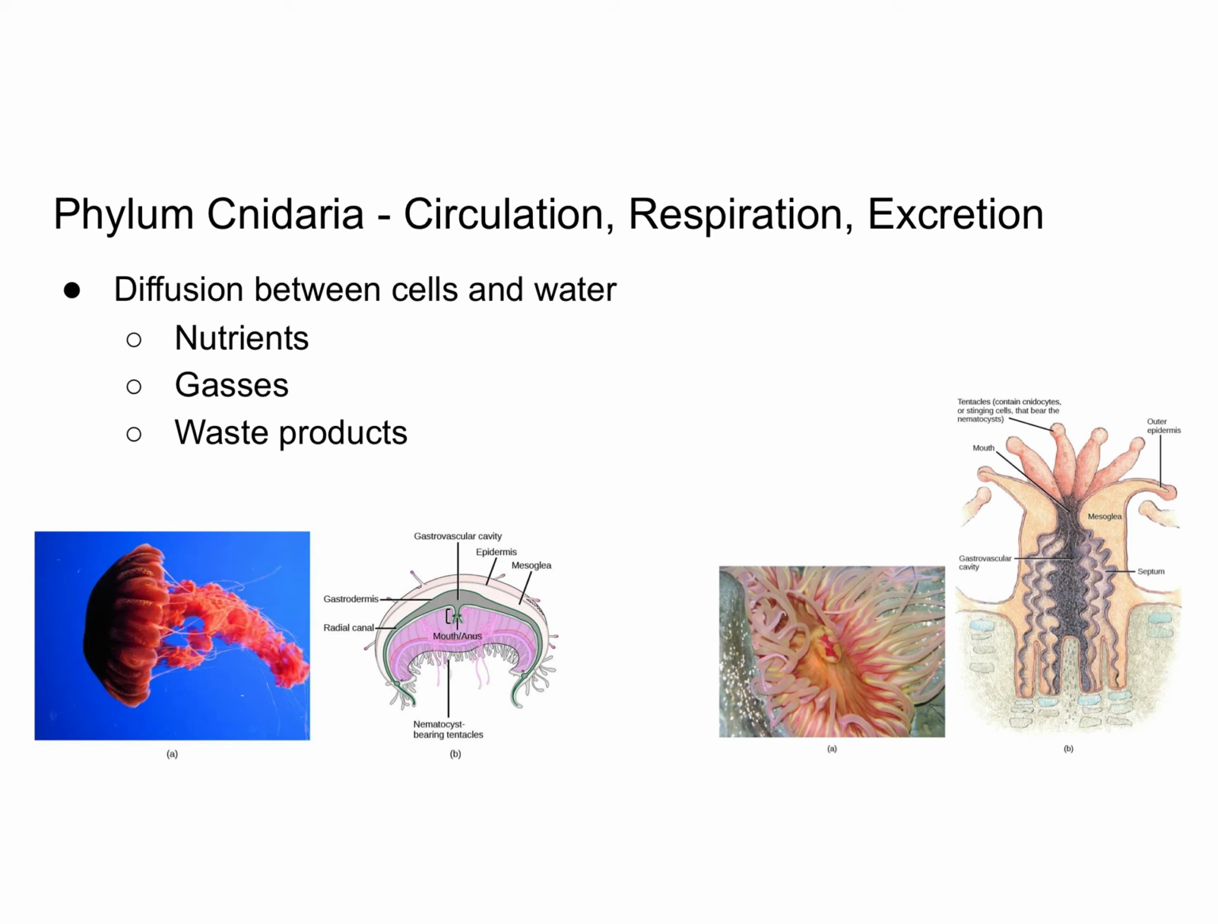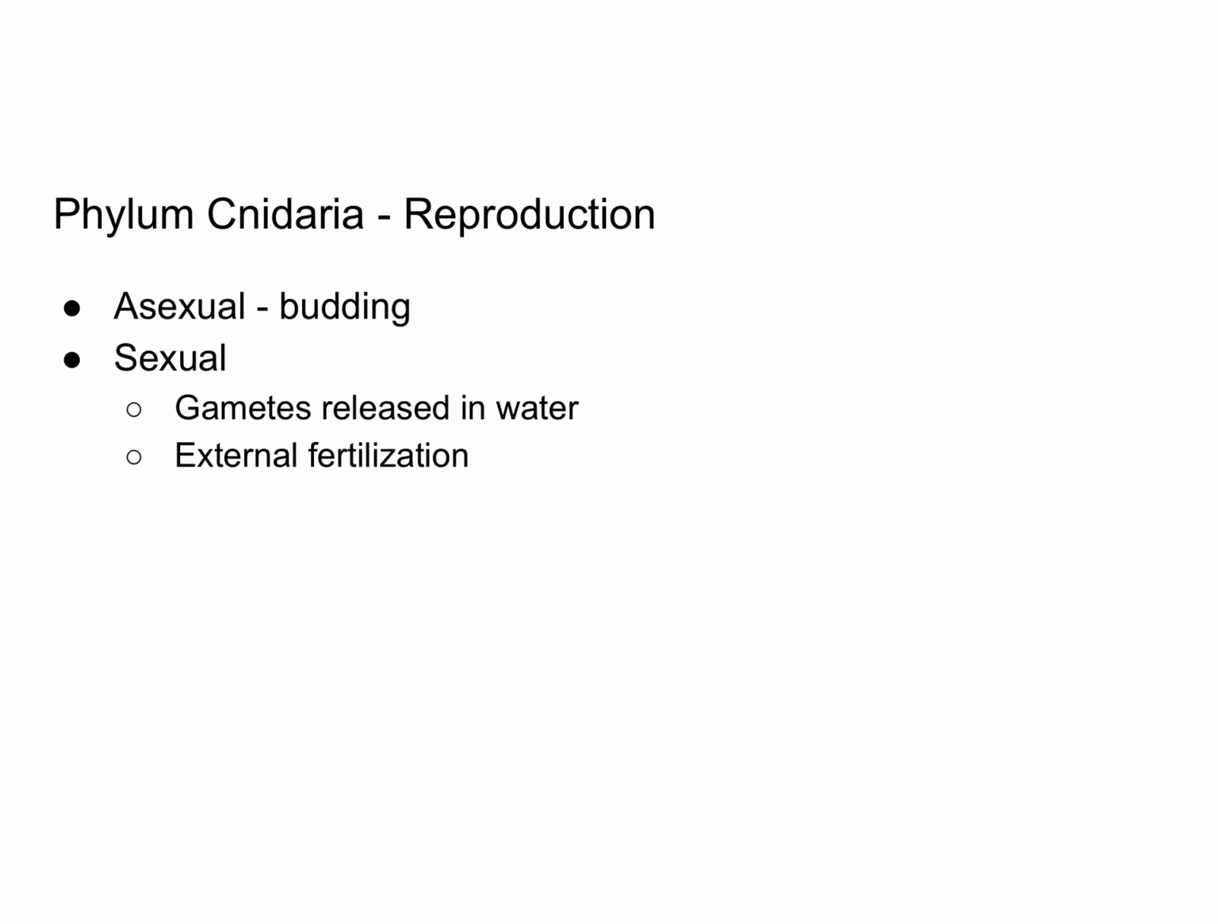Cnidaria do not have real circulatory, respiratory, or excretory organ systems. Most of this happens due to diffusion between cells in the water. Nutrients, once they're broken down inside that cavity, get distributed to other cells. Gases are diffused with the environment, and waste products are excreted into the environment.